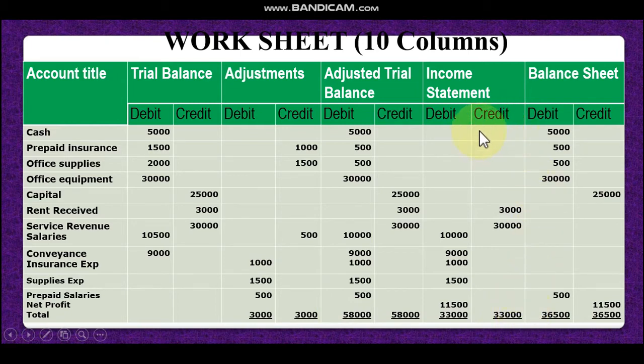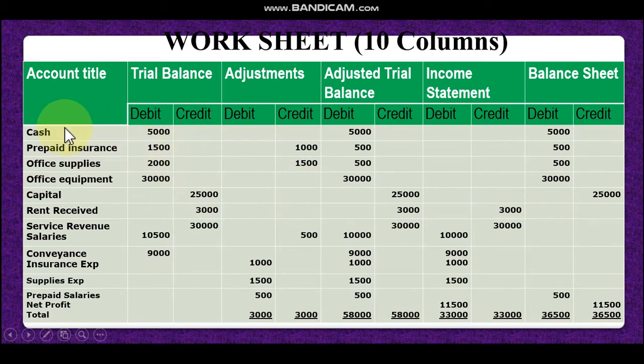Now the income statement. Dear student, look at the income statement. Rent received is 3,000 and service revenue 30,000. Why are these two items on the income side? Because all of you know that in the income statement, on the debit side we have to write expenses and on the credit side we have to write income.